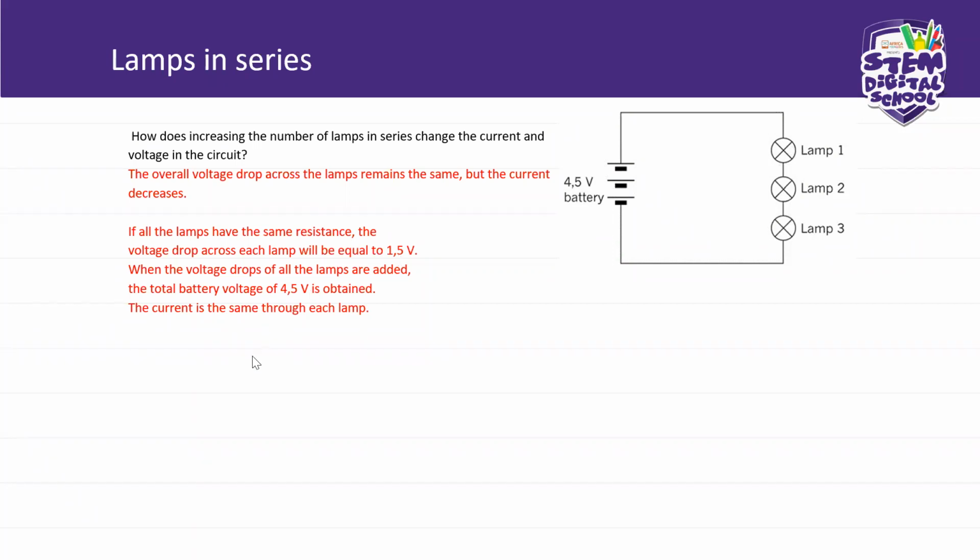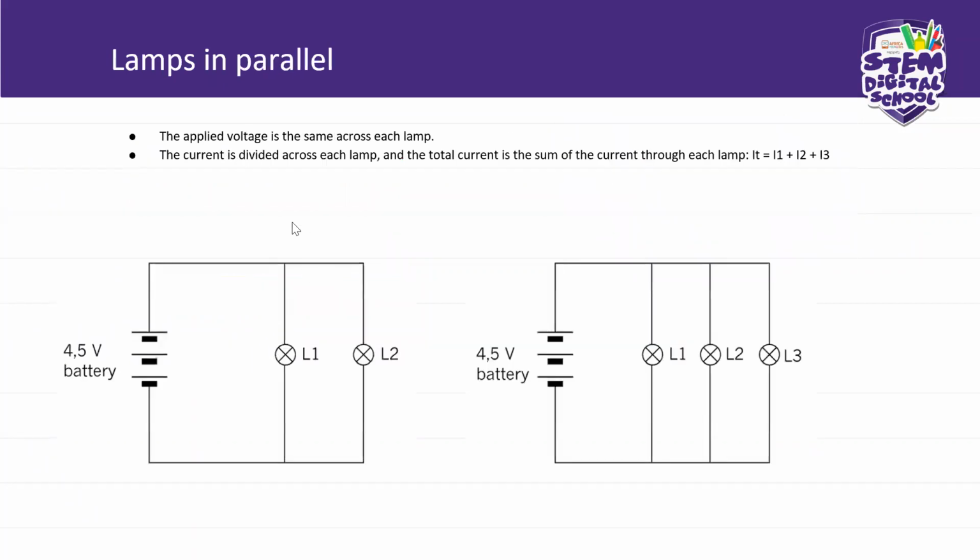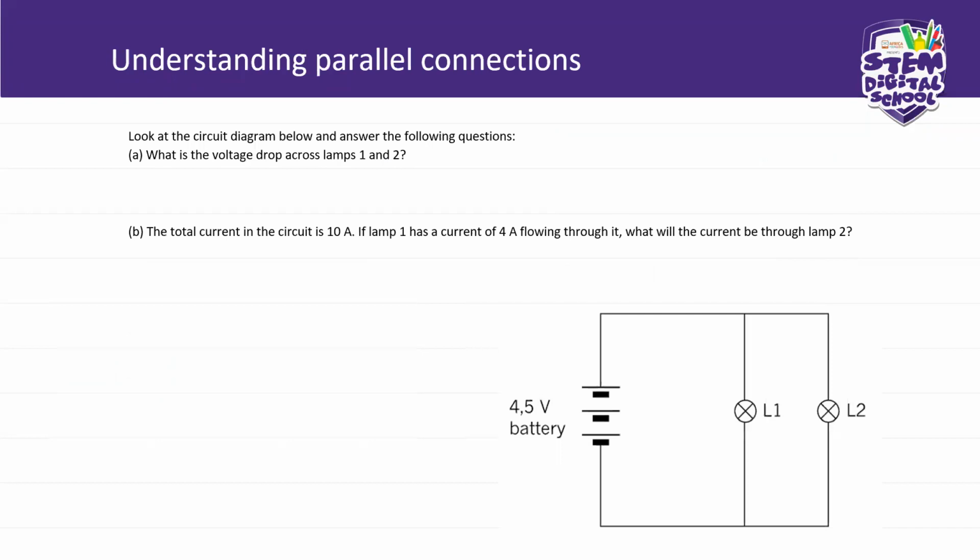Okay, and here the voltage drop in the whole circuit is 4.5. Just that each lamp will be taking a voltage of 4.5. Even here, each lamp will be taking a voltage of 4.5. Now, we have this one. It's a parallel connection. The question is, what is the voltage drop across lamp 1 and 2?